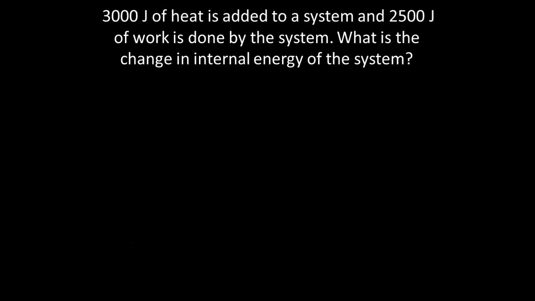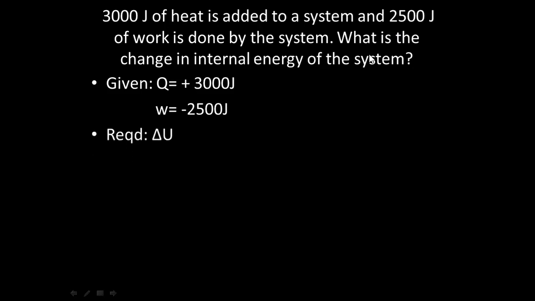Now let's proceed with the first example. 3,000 joules of heat is added to a system and 2,500 joules of work is done by the system. What is the change in internal energy of the system? We are given the following. 3,000 joules of heat is added to the system, so Q is equal to positive 3,000 joules, and the work is done by the system, so W is equal to negative 2,500 joules.